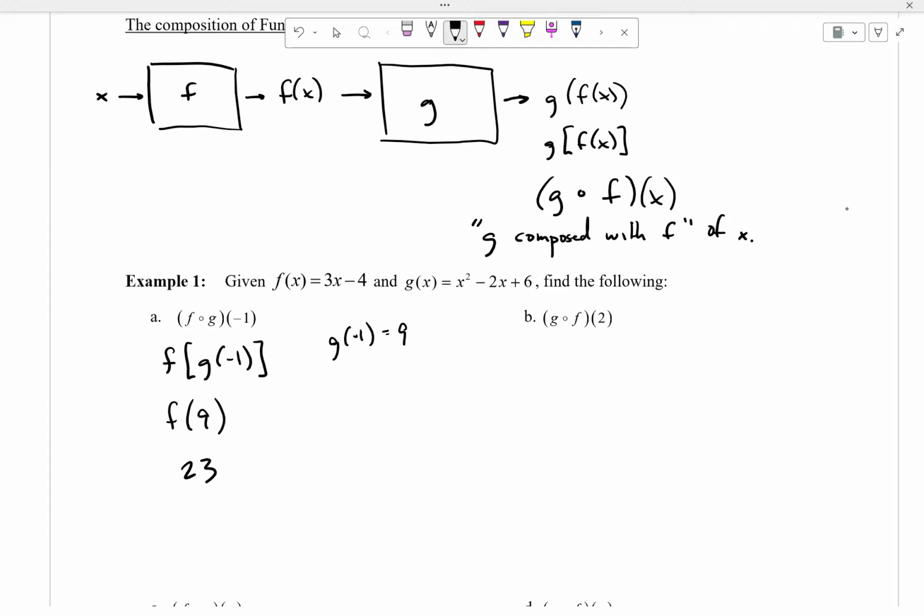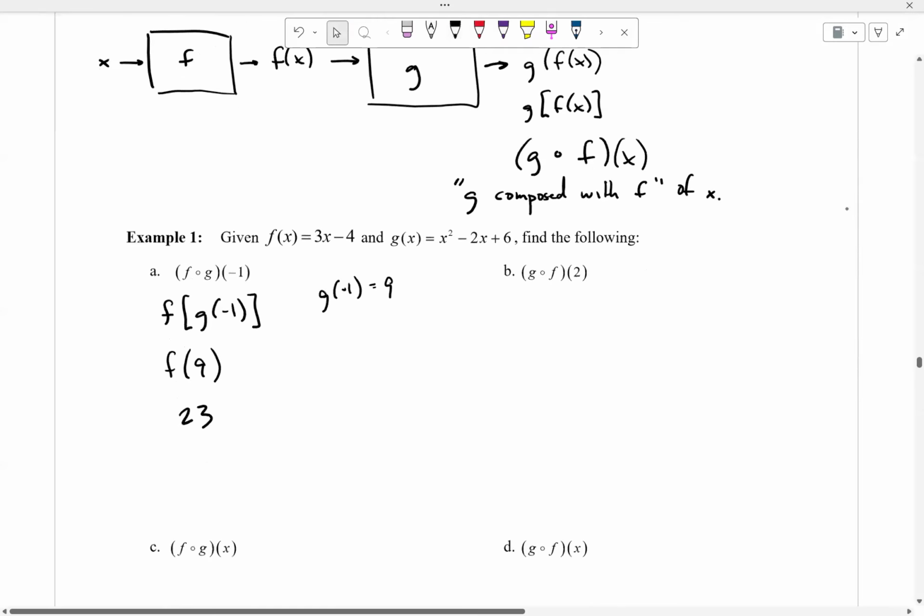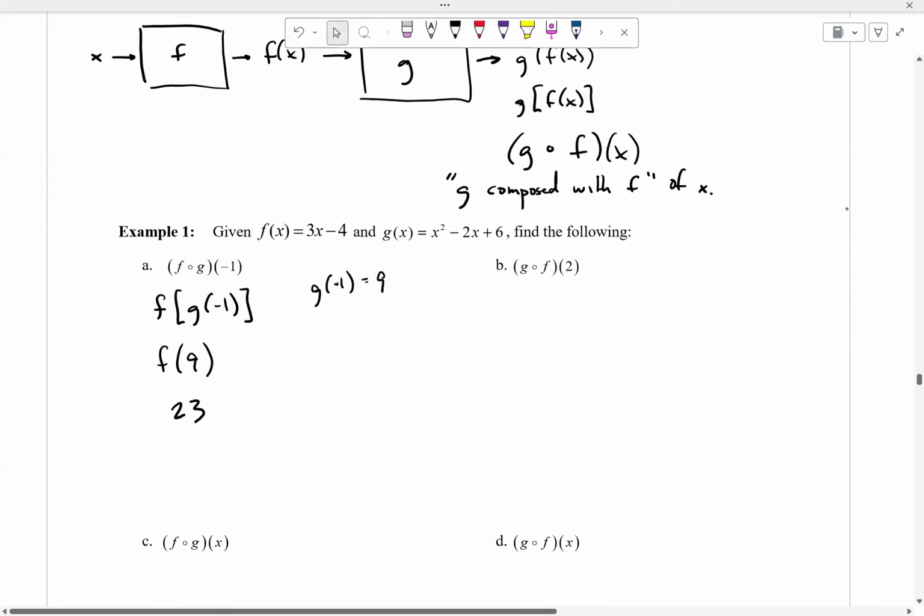Do we agree that's 23? So we take that 9 and replace the x with the nine instead. It's all about following the number line, seeing where it goes. Charlotte, thank you very much. Very nicely done. Did anyone already finish B? Let's give the other people a chance.